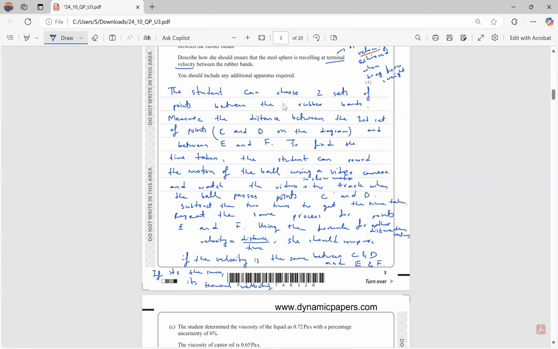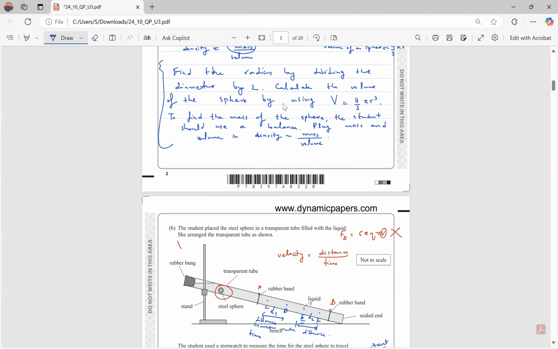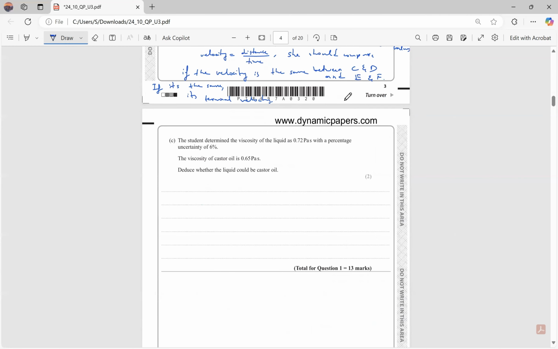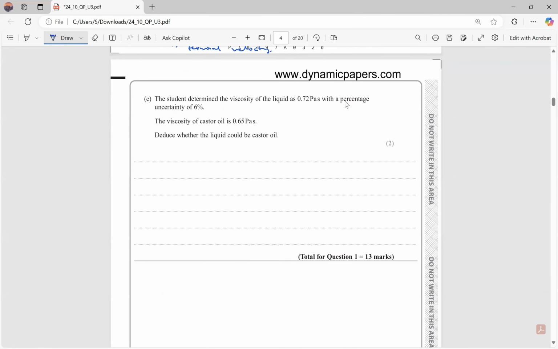So that was question one of unit three, sorry. I think there is a part left. Okay, let's continue with part C. Part C is the student determined the viscosity of the liquid as 0.72 pascals second with a percentage uncertainty of 6%. The viscosity of castor oil is 0.65 pascals second. Deduce whether the liquid could be castor oil. Again, a very common type of question that appears in Unit 3. You have to say whether the liquid is castor oil or not.